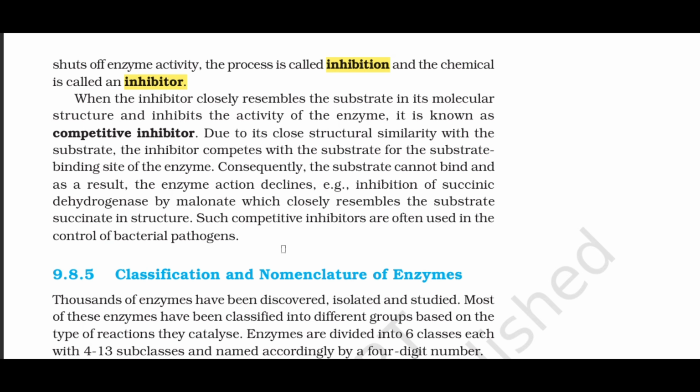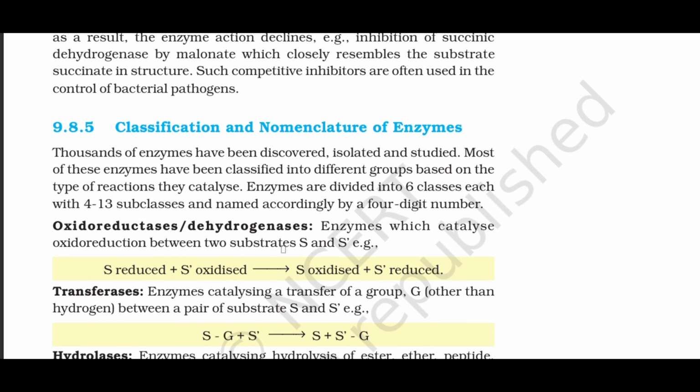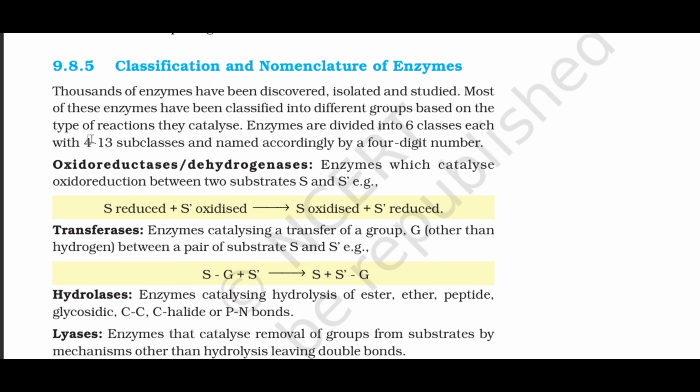Example: inhibition of succinic dehydrogenase by malonate, which closely resembles the substrate succinate in structure. Such competitive inhibitors are often used in the control of bacterial pathogens. Classification and nomenclature of enzymes.